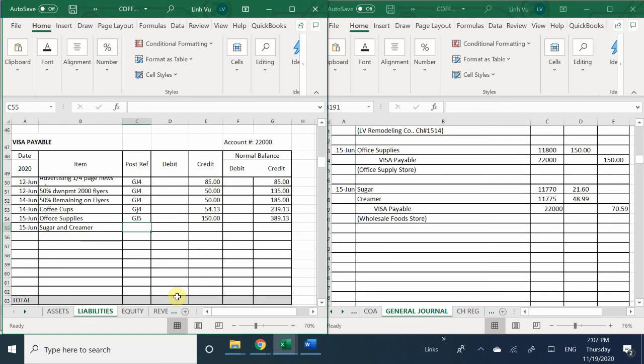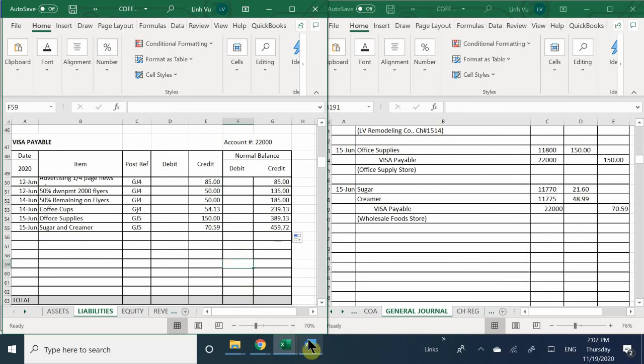Sugar and creamer, with a credit of the $70.59. $70.59, bringing the account to $459.72. Good.